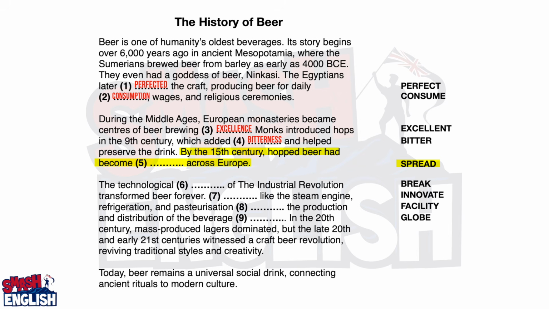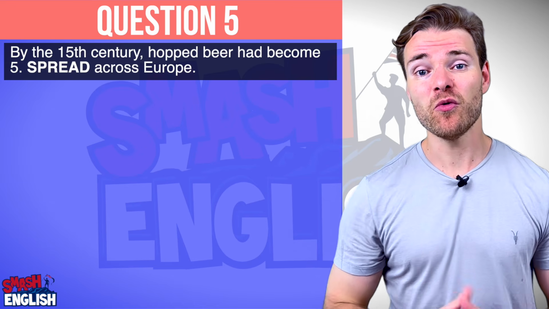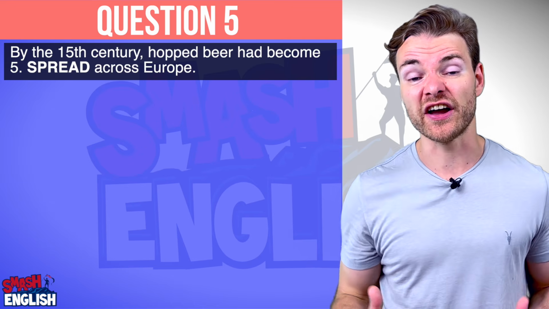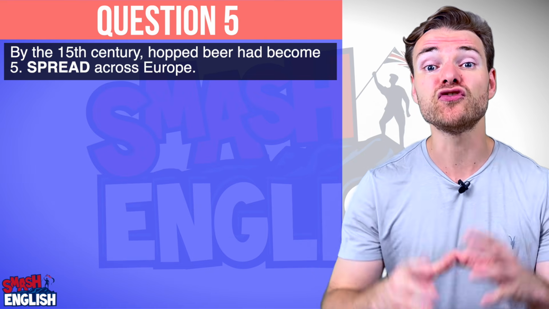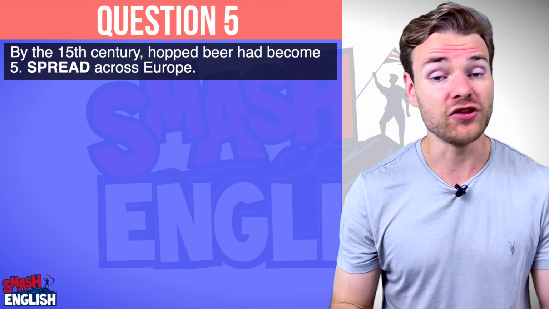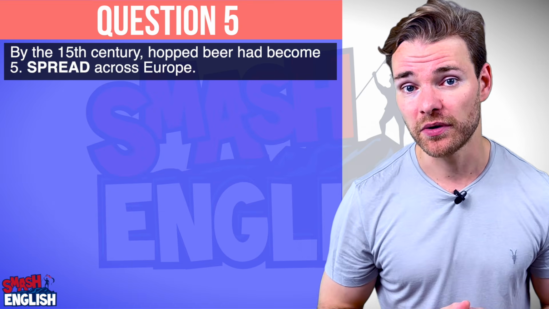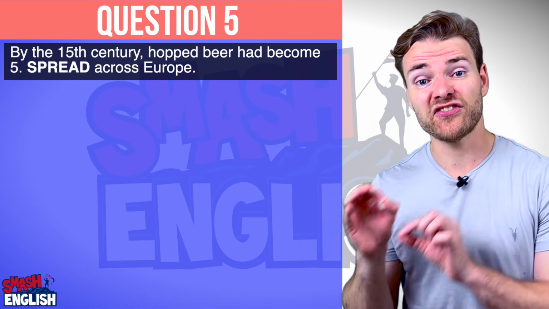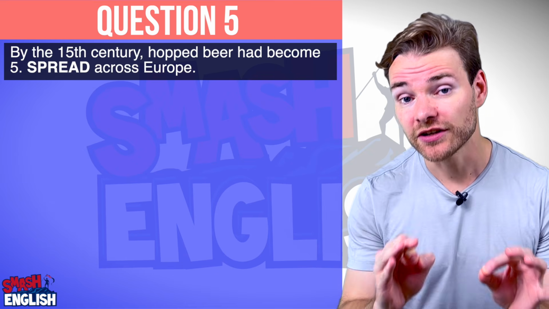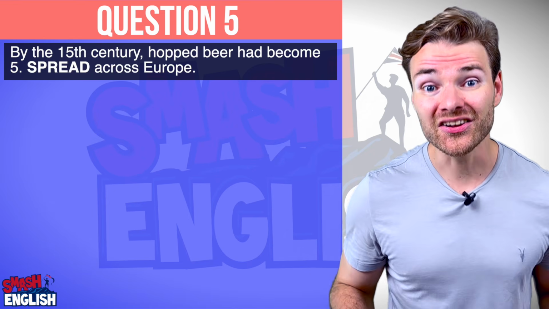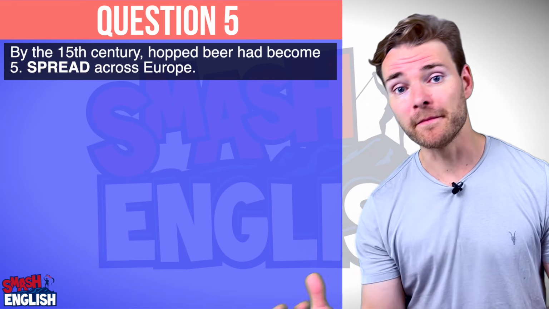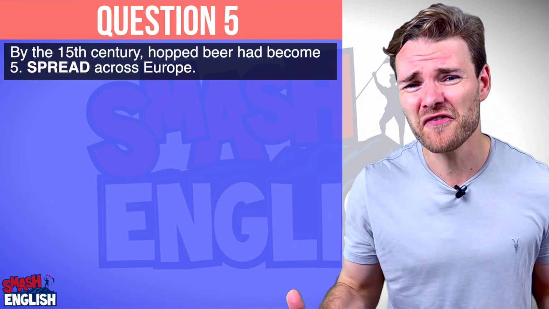By the 15th century, hopped beer had become spread across Europe. This one is slightly more difficult because some students could decide to simply write spread. But remember that that is definitely wrong because you must change the word. You can never leave it the same. You could say by the 15th century, hopped beer had spread across Europe. This would be grammatically correct. But in this text we have the word become. And you can't become a verb.